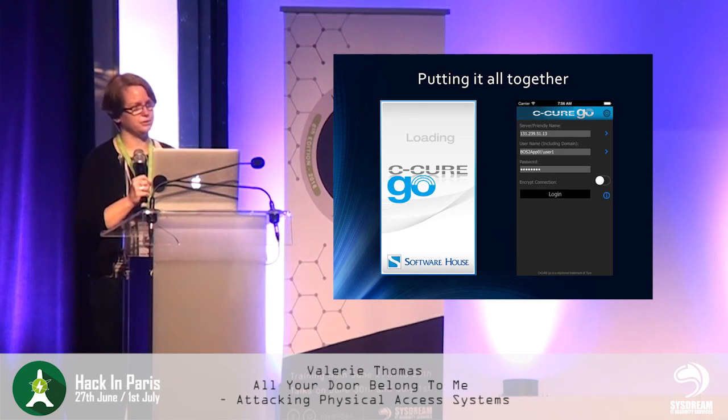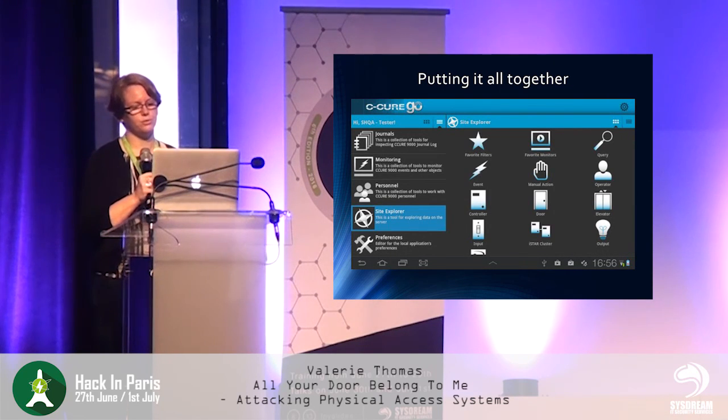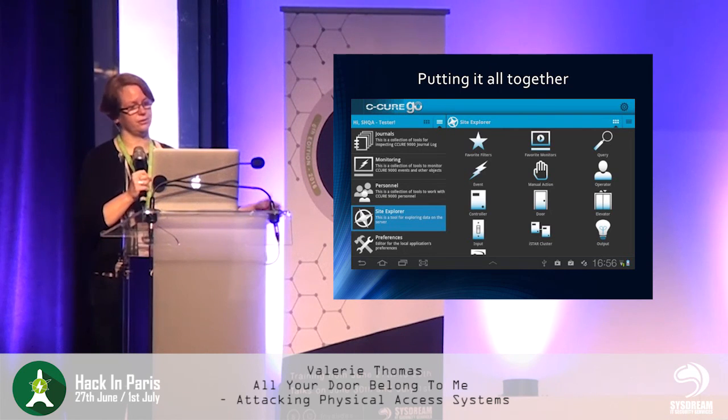So from the parking lot, we used our collected domain credentials from our keylogger, logged in that way, installed the mobile app for free, and then authenticated, and then basically had complete control of the physical access system from the parking lot. So once you have complete access to this, you can unlock doors at random times or whenever you feel like it.